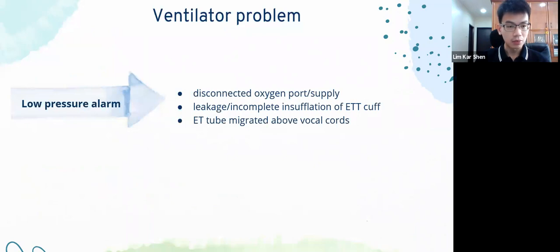Next, a low pressure alarm appearing in the ventilator can be due to a disconnected oxygen port or supply, leakage or incomplete insufflation of the ETT cuff, or even the ETT tube having migrated above the vocal cord.